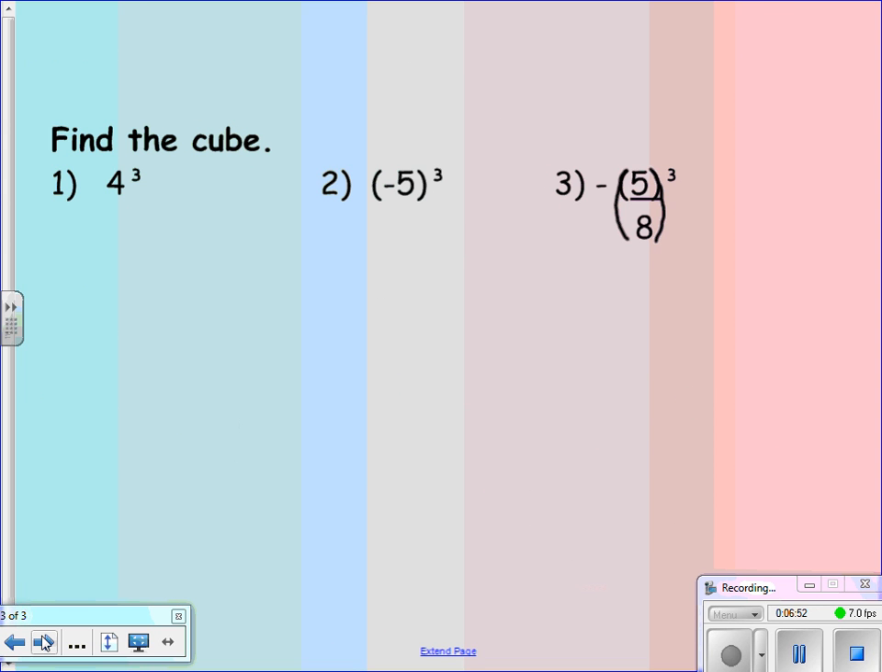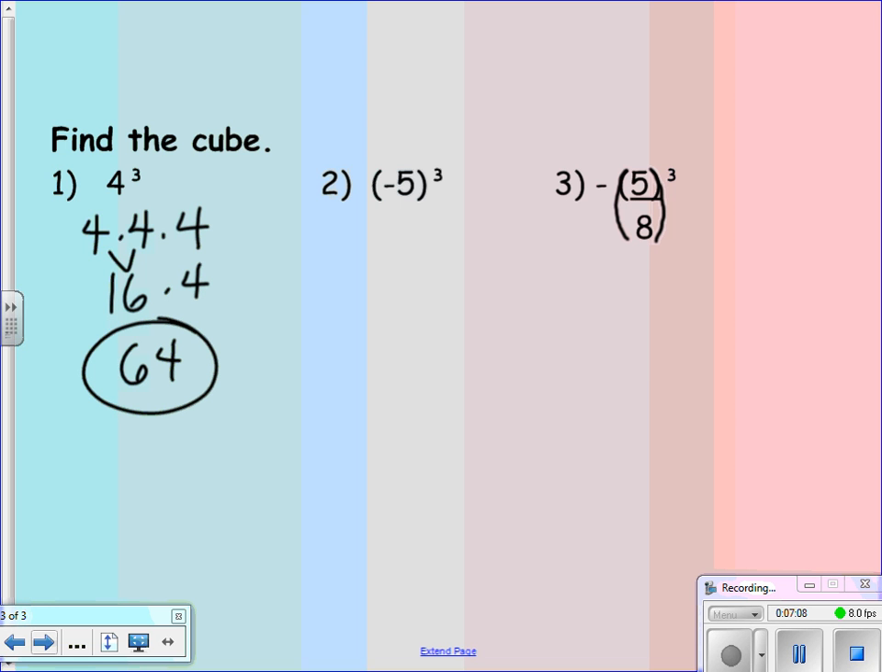Now we're going to go the other way. We're going to do some cubes. So I just want to know 4 cubed, or 4 raised to the third power. That means 4 times 4 times 4. I know this is 16. 16 times 4 is 64. So 4 cubed, or 4 raised to the third power, is 64.